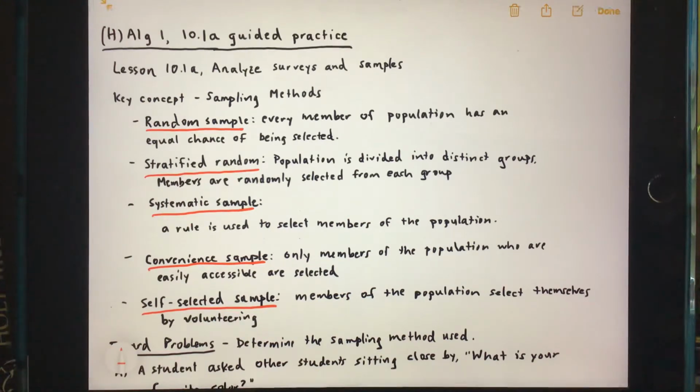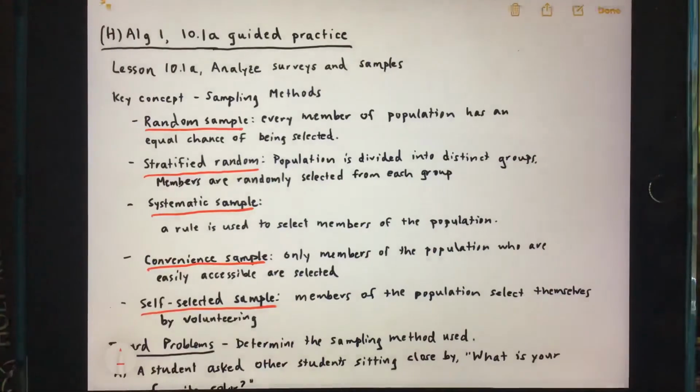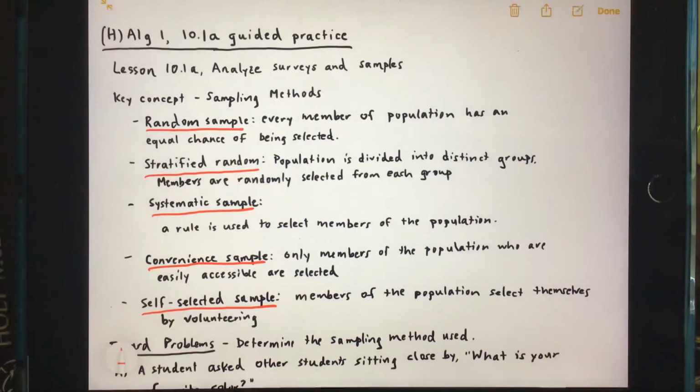Systematic sample, well, that's where you use a particular rule to select the members of a population. And it might be every 20th person once you have a list of all the people that you are interested in finding something out about. So a systematic sample is a sample based on a rule to select your members.